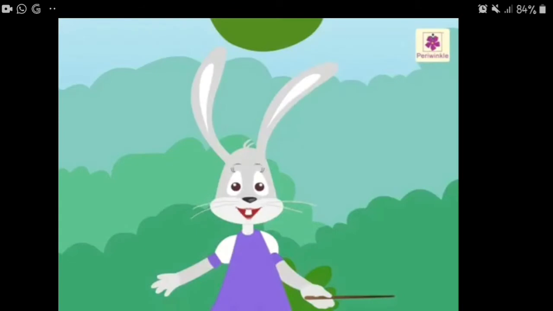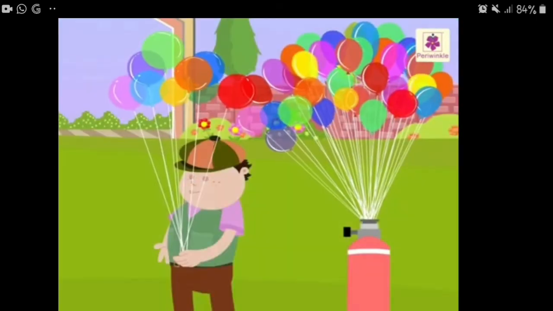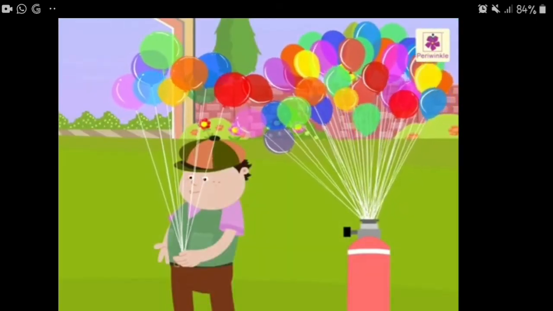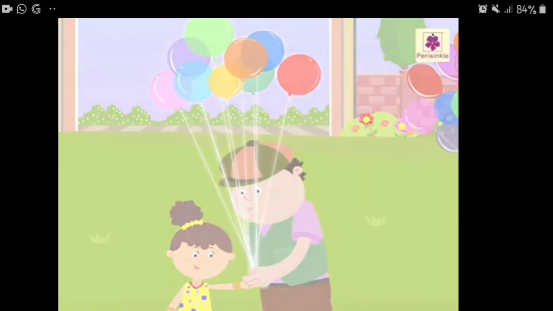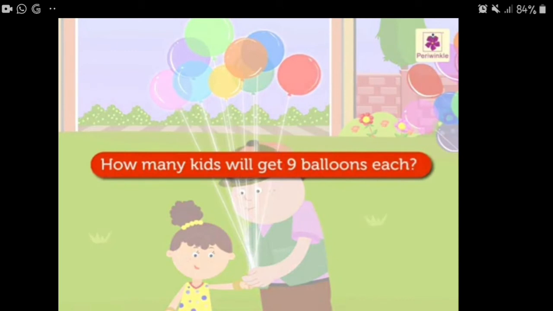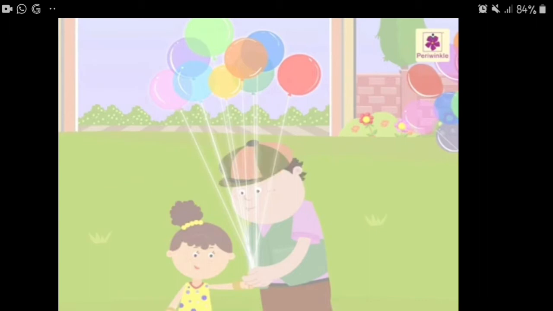If we look at the same example in a different way, there are 45 balloons. If each kid has 9 balloons, then find the number of kids such that the balloons are distributed equally. Here, we need to divide 45 by 9 to find the quotient. We get 45 divided by 9 is equal to 5.